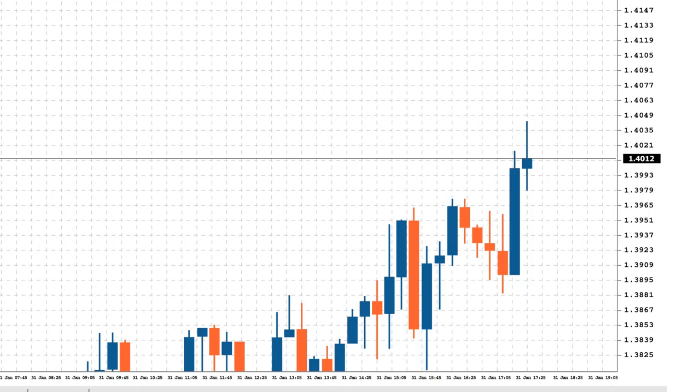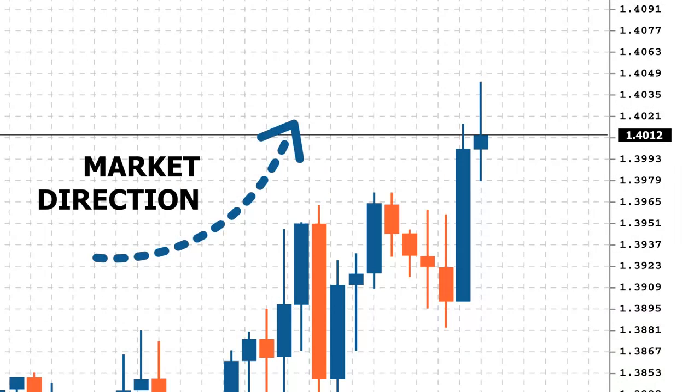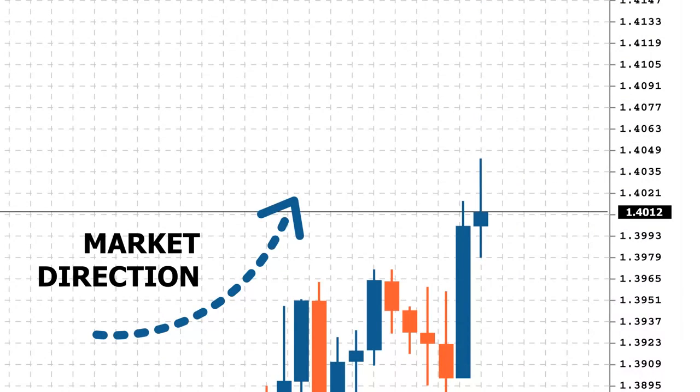The market direction is going up. You believe it will continue going up. Don't worry, we teach you how to ascertain this in our learning path. The price is 1.4012. You decide to buy because you think the price will continue going up. At this moment, you are a bull.